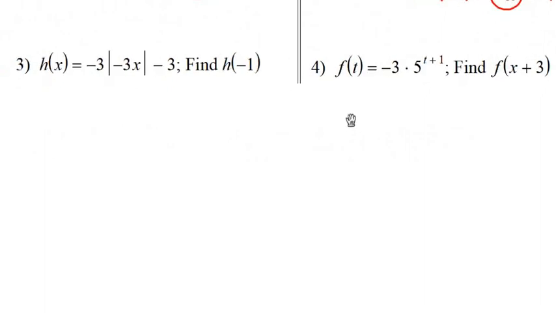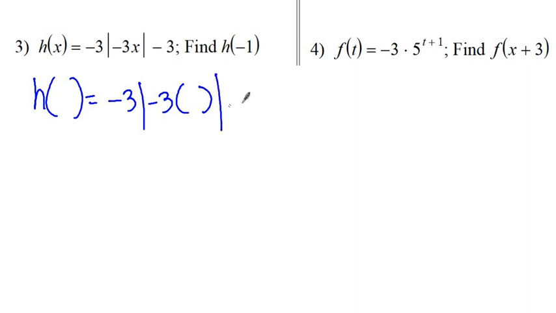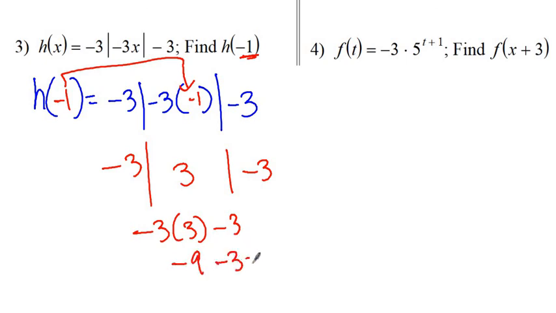Alright, let's try number 3 and 4. So number 3, same thing. We will rewrite this function, h of x. This is an absolute value function this time, and there used to be an x in that absolute value. I'm going to leave a space, and this is telling me in that space where that x used to go, there should be a negative 1 right now. So negative 3 times negative 1 is positive 3. The absolute value of positive 3 is just 3, and negative 3 times 3 is negative 9, minus that 3 outside would be negative 12, and that's our answer.